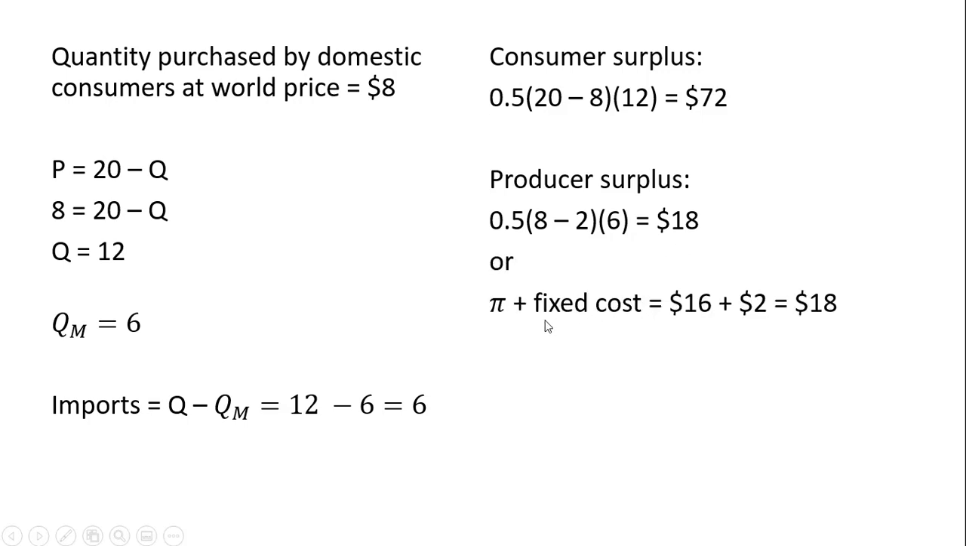Another way to get producer surplus is to just take profit plus the fixed cost. We saw on the last screen that the monopolist is making $16 of profit, plus the $2 of fixed cost. That is $18. And again, that $2 just comes from the cost equation, just a constant in the cost equation.